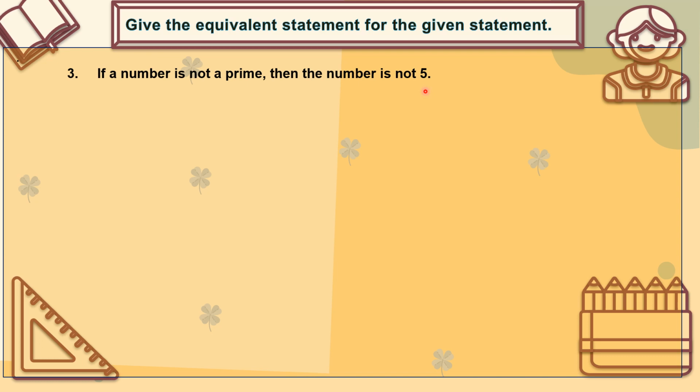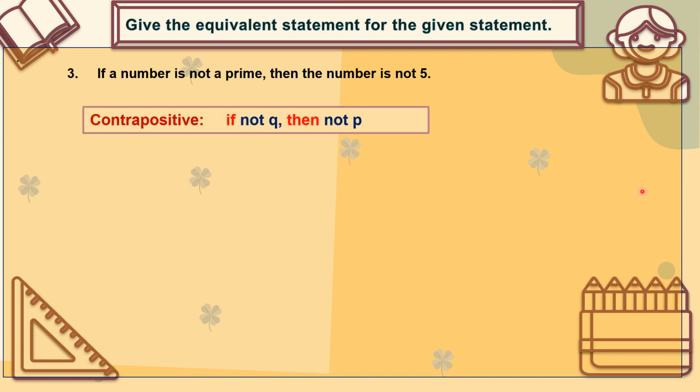Okay, what if tinake ko to as contrapositive? Okay, kapag contrapositive, if not Q, then not P. I-negate po natin si conclusion at saka si hypothesis. So, ano ngayon dyan ang conclusion? A number is not a prime. So, ito po yung ating not Q. Ano naman po ang ating not P or yung hypothesis? The number is not 5. So, ayan po yung not P.